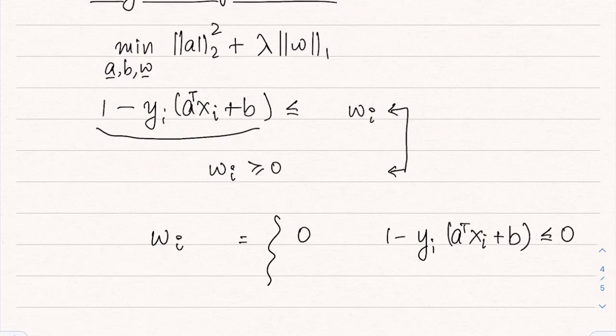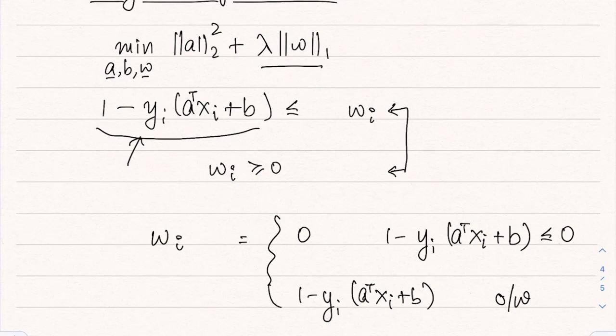And in the other case, if this quantity 1 minus yi (A transpose xi plus b) is actually greater than 0, then we can just take Wi to be that, because after all we were minimizing the entries of W. So in that case we can take it to be 1 minus yi (A transpose xi plus b). So this is the otherwise case, right? These are the two possible choices of Wi. So really what I've done is I've written Wi in terms of A and b, which are also optimization variables.